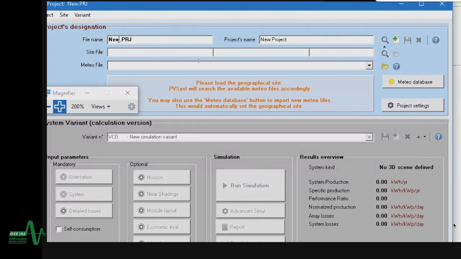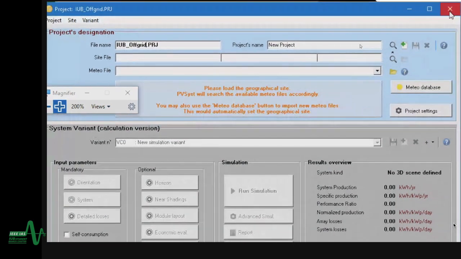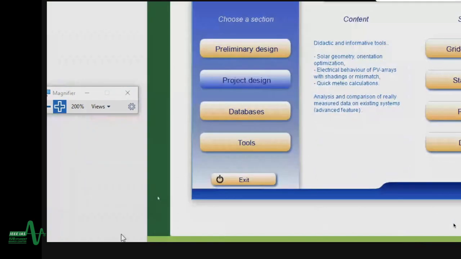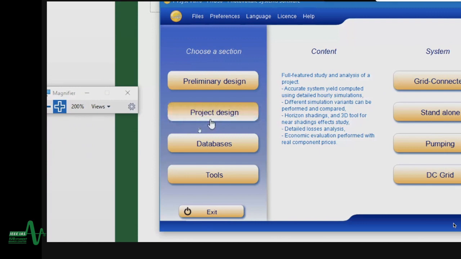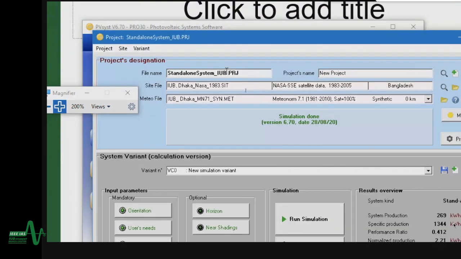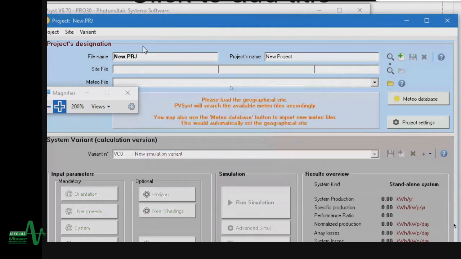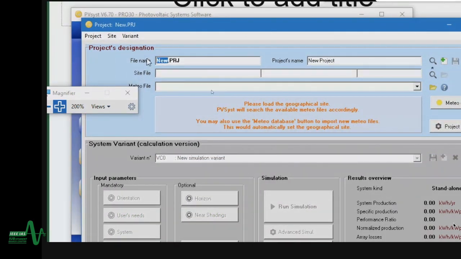What do we have to do? We have to do new project. Then we have to choose the site file. I have already chosen the off-grid system, no, right? Yeah, I first have to go from this side. Sorry. We have to do project design, and then we have to choose standalone system or off-grid system, right? The off-grid standalone is maybe my previous one. Okay, so new.